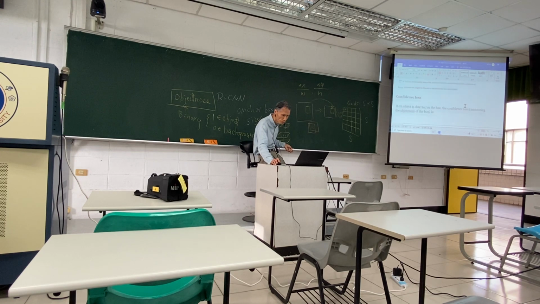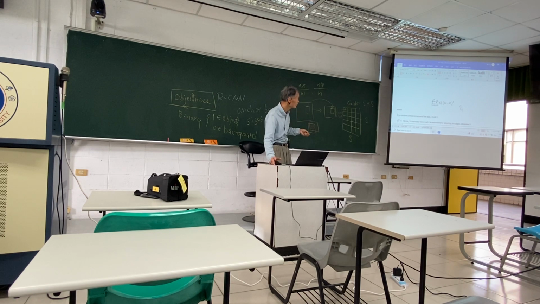Okay, so because the expected value has to be equal to 1 if it contains the target object, the expected IOU has to be 1, and then this will be the estimate. Okay, it all uses mean square error.